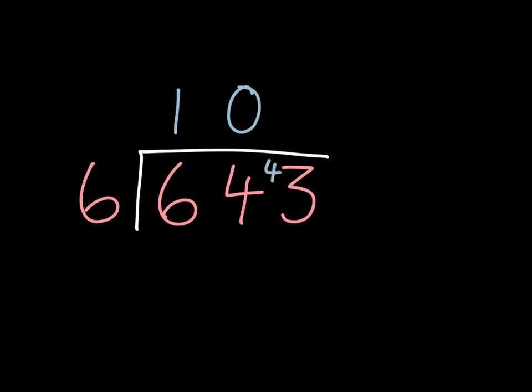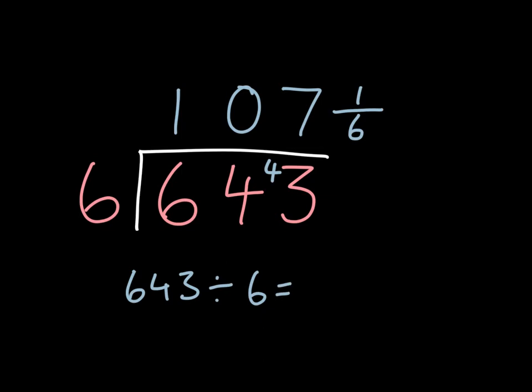And now going to look at 43. How many times does 6 go into 43? Well, I know that 6 times 7 is 42, which gives me a remainder of 1. But before I write R1, I'm going to think about that fraction. I was dividing by 6, and I got a remainder of 1. So I can tell you that the answer to 643 divided by 6 equals 107 and 1/6.